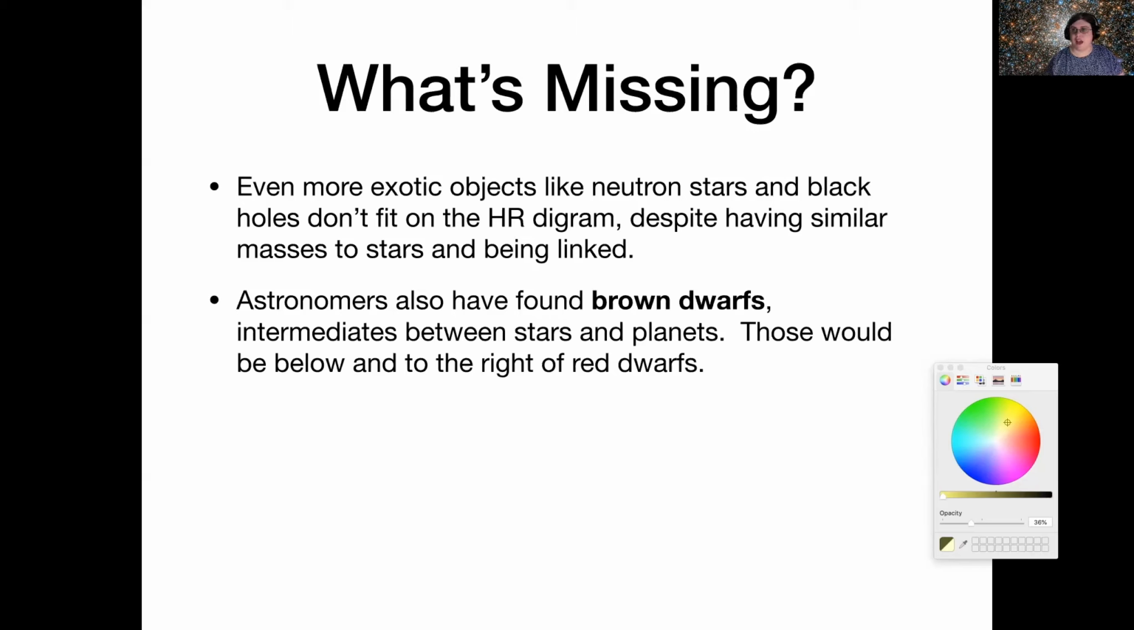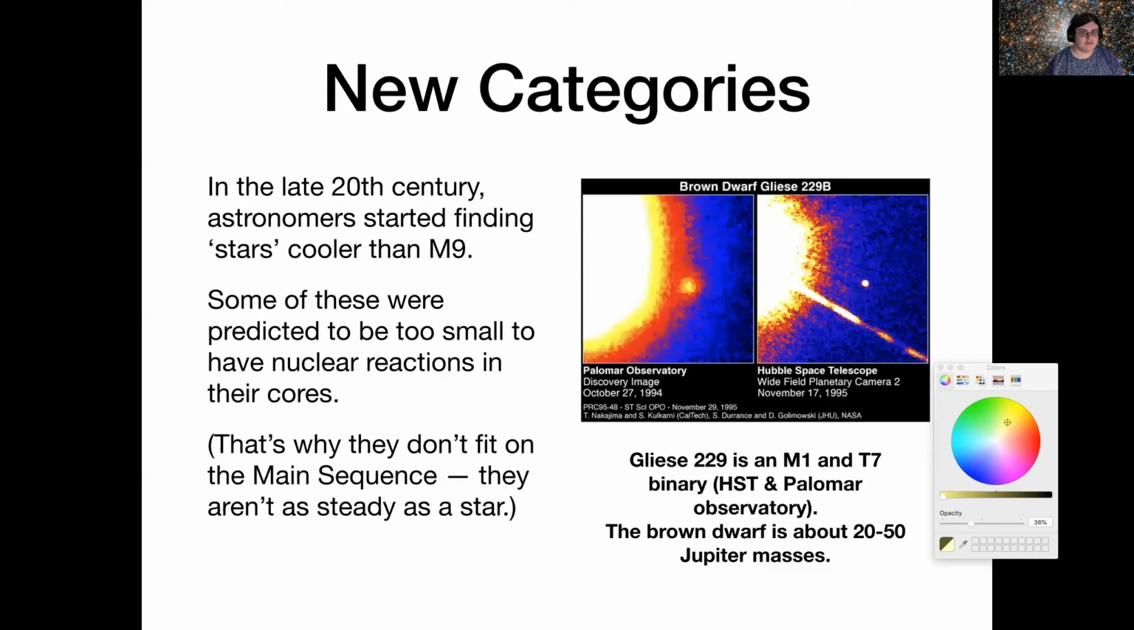But there are some kind of what are called intermediate objects, something that's too big to be considered a planet and too small to be considered a star. And we call them brown dwarfs. Now, where you'd put them on the diagram would be below and to the right of red dwarfs, but since they're not turning hydrogen into helium, they don't have a well-defined main sequence. The main sequence ends at red dwarfs, at the smallest, tiniest red dwarf that's able to turn hydrogen into helium. So let's talk a little bit about brown dwarfs.